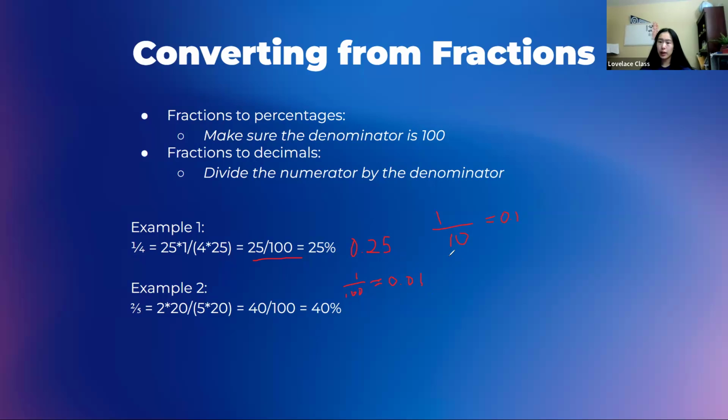And then I think you can tell by this pattern, like 1 over 1,000 equals 0.001, and so on. So the easiest way to turn a fraction into a decimal is if you have the denominator be 100. But another way to do it is you can also do a long division way.